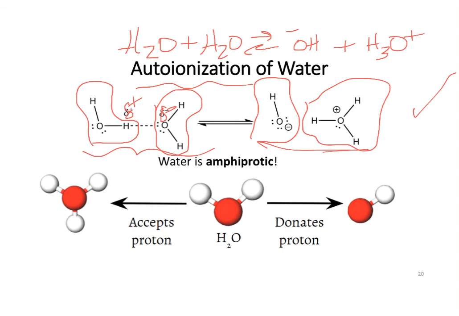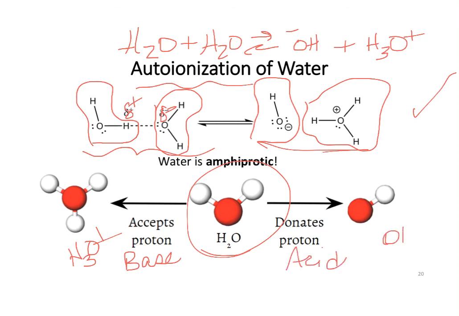So it's important to remember that water can serve as either a base and accept a proton to make H3O, or it can serve as an acid and donate a proton to make hydroxide. And because that's possible, even pure water can autoionize and make those ions.